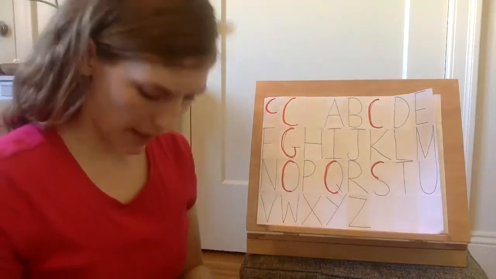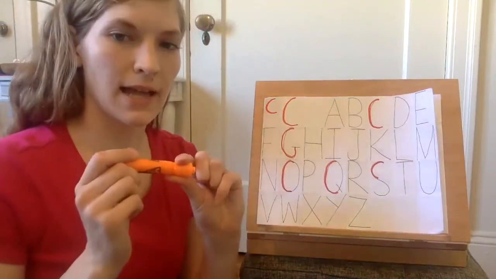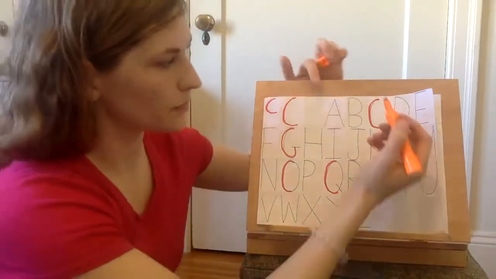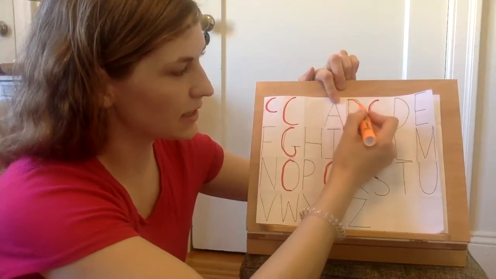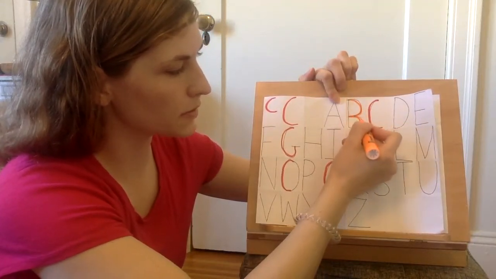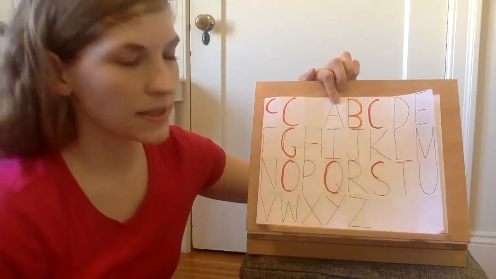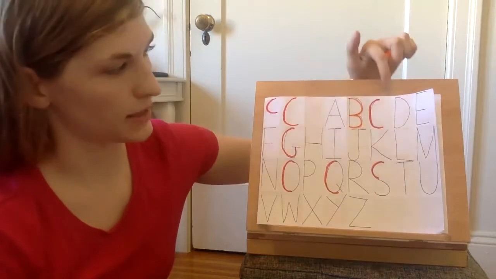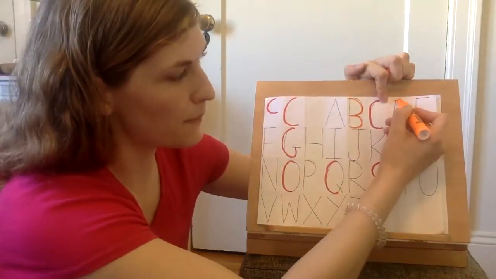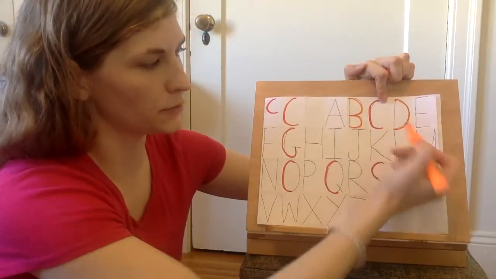Let's switch over to our back curves. We're going to highlight those ones in orange. We said B has curve, bump, curve, bump. It has two of the curves like that. D has a big back curve.